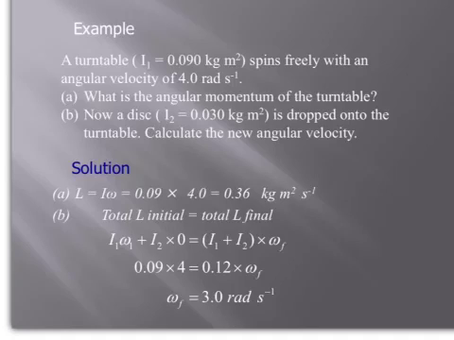For this example here, we have a turntable spinning freely with an angular velocity of 4 radians per second, and you have to find out the angular momentum of the turntable. And then if a disc is dropped onto the turntable, what is the new angular velocity? Question A, using that formula, simple enough. But for question B, you have to use the principle of conservation of angular momentum, where it says the initial total angular momentum is equal to the final total angular momentum. And you work through and you get that.